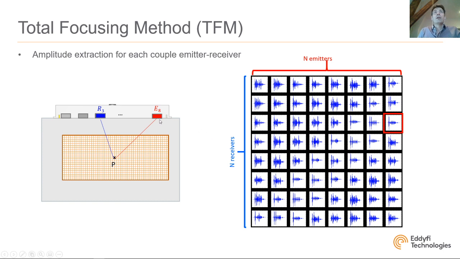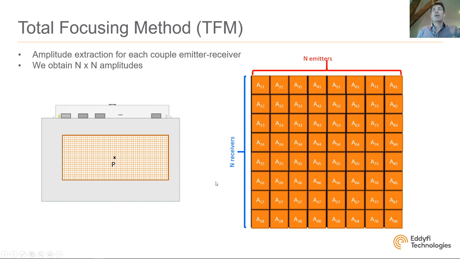Another example. Emitter 8, receiver 3. Emitter 8, that's the last column, receiver 3. So we're looking at this signal. I'm going to calculate the time of flight to go from this emitter to the pixel and back to the receiver, and I'm going to extract an amplitude. And we do that for all the signals. So at the end, we have an amplitude for every single signal.